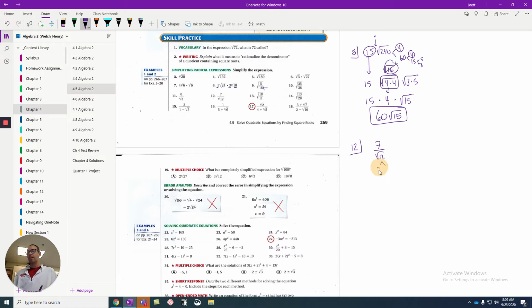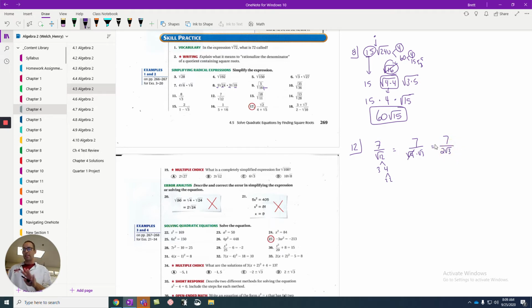I know it breaks down as 3 and 4, but the 4 breaks down as 2 and 2. So this could be written as 7 over the square root of 4 times the square root of 3. The reason that matters is I know the square root of 4 is 2. So this would be 7 over 2 root 3.